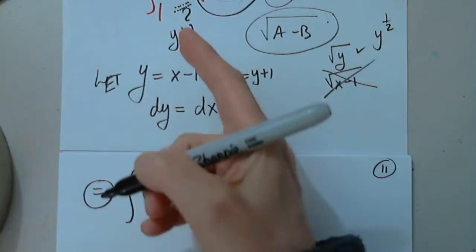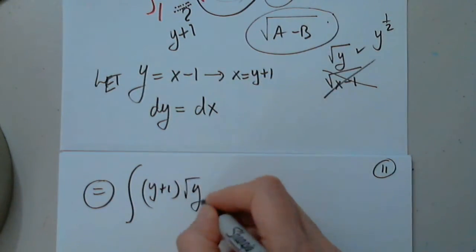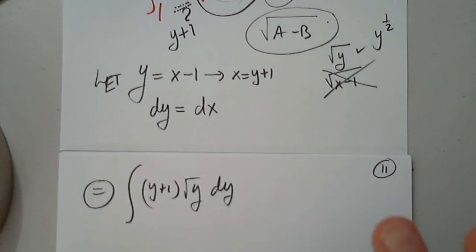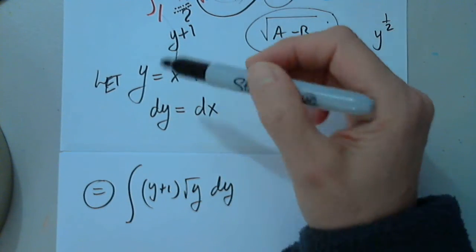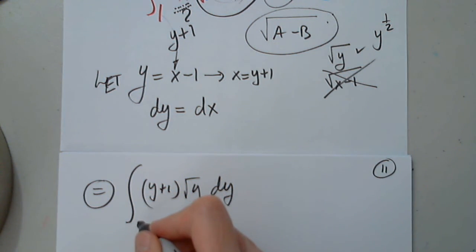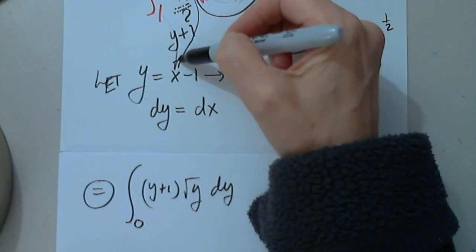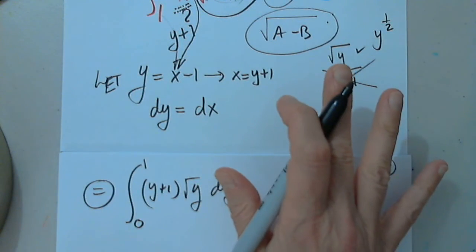The integral, this piece is y plus 1. This piece is the square root of y. That piece is dy. Brilliant so far. Careful, please. When the lower limit for x is 1, what is the lower limit for y? Zero. Excellent. When the upper limit for x is 2, what is the upper limit for y? 1.